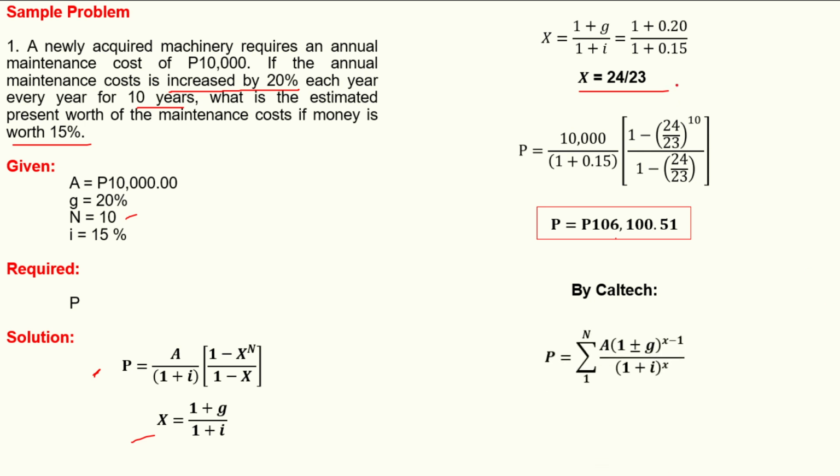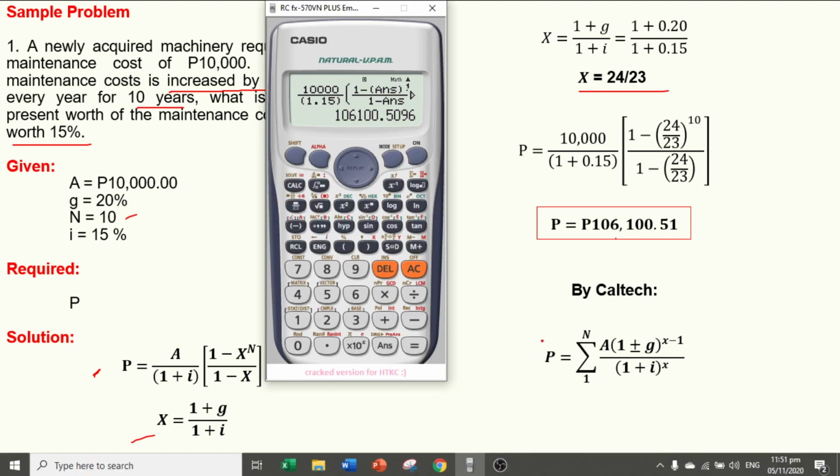Ano naman yung Caltech dito? So, ang Caltech dito ay P is equal to summation of A times 1 plus minus g raised to x minus 1 over 1 plus I raised to x from year 1 to N. Okay? So, try natin sa Caltech, ha? Anong sagot? 106,120. So, summation of A natin ay 10,000. 1 plus minus g. So, yung g natin ay increase, no?